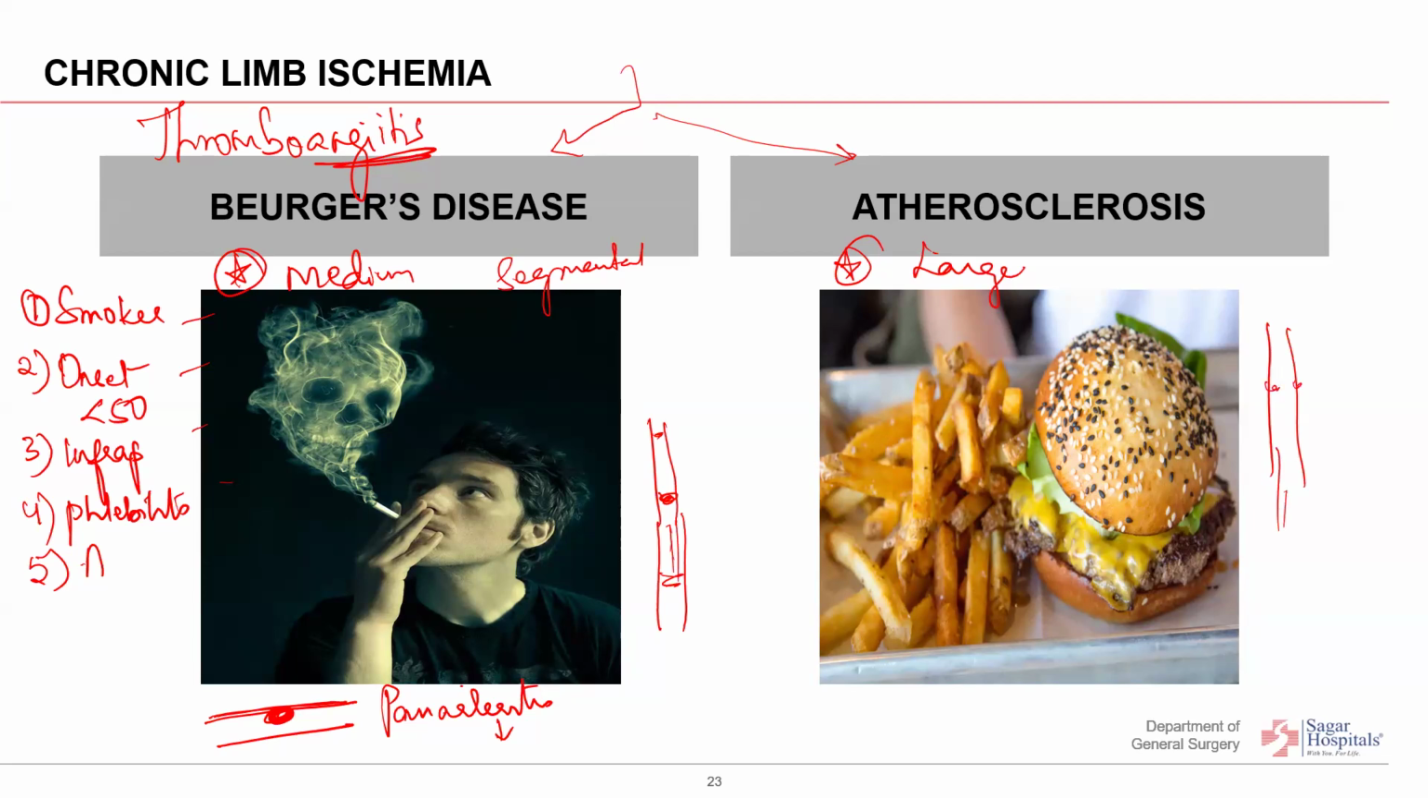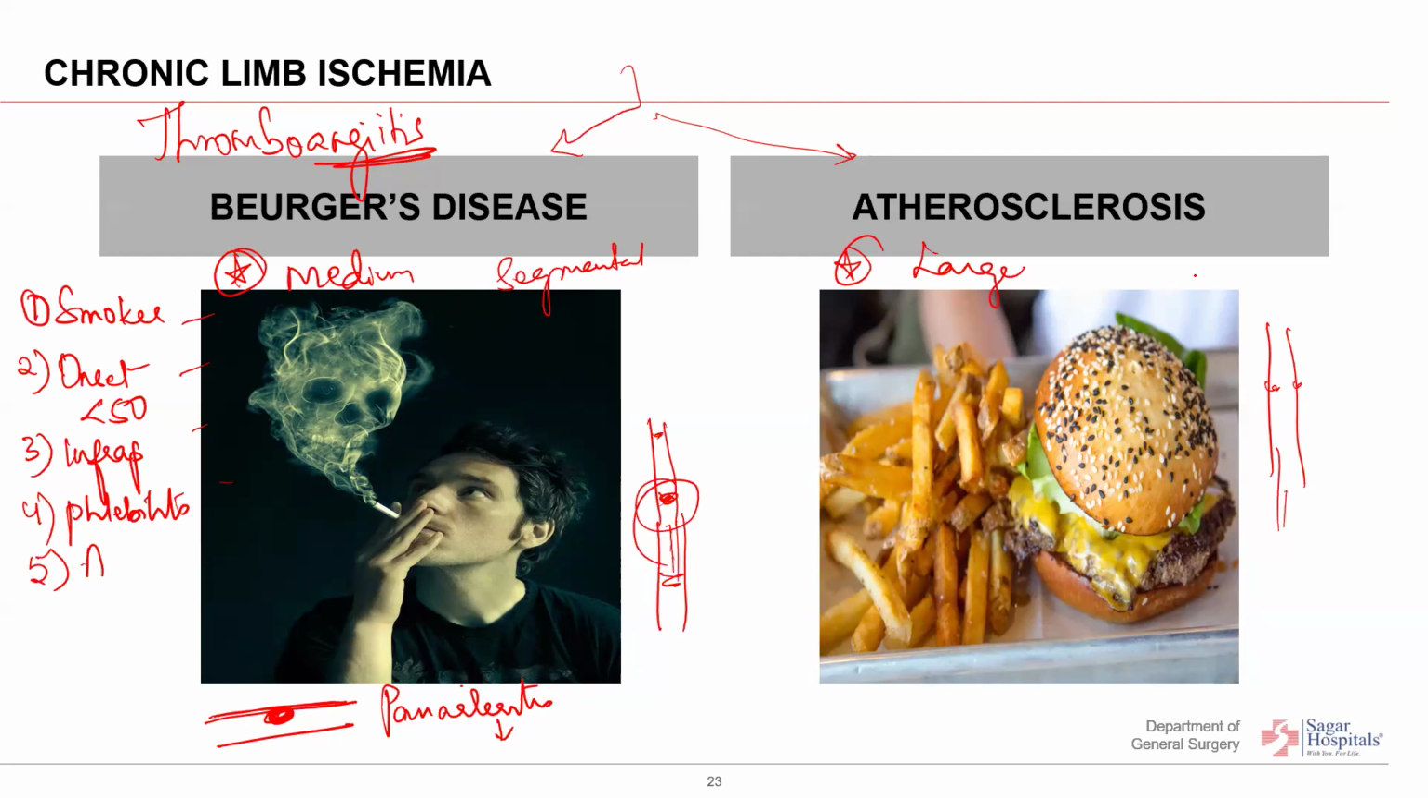This distal runoff is something that will help us in planning the interventions later on. And when we talk about atherosclerosis, it is because of hyperlipidemia. And when you talk about the formation of the plaque in atherosclerosis, first, because of this hyperlipidemia, there is going to be an endothelial dysfunction.